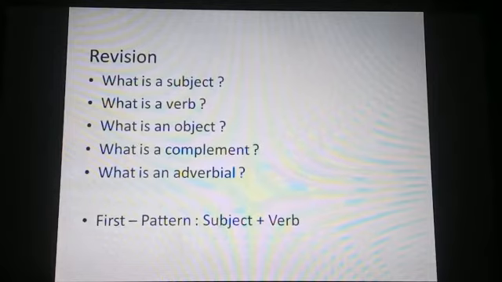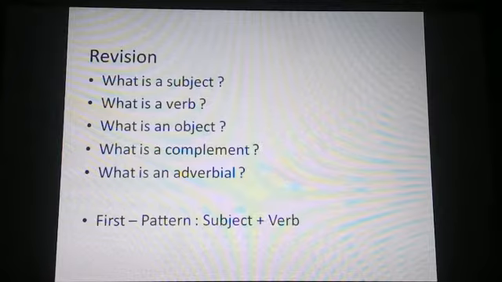In the previous lecture, we talked about the grammatical elements: subject, verb, object, complement, and adverbial. So, what is a subject? A subject can be a noun or a pronoun. What is a verb? Action words are called verbs. A verb can be a transitive verb or an intransitive verb. What is an object? An object can be a noun or a pronoun that is affected by the action of the verb.